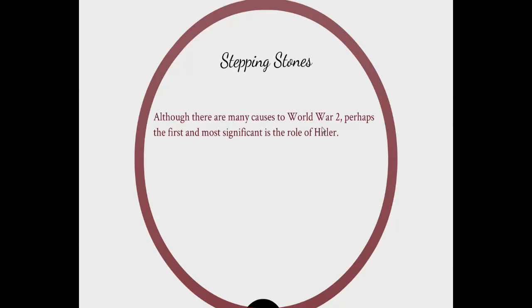Another example of a non-traditional thesis statement is a stepping stone model. Although there are many causes to World War II, perhaps the first and most significant is the role of Hitler. So you can see that unlike the original traditional thesis statements where we listed 3 main points, this one just lists the first. So we might talk about this idea, then later on transition into the second one, and then transition into the third. Everything isn't revealed all at once.